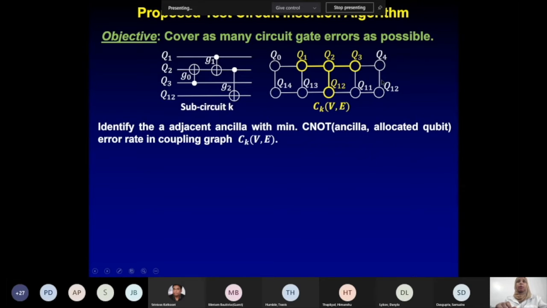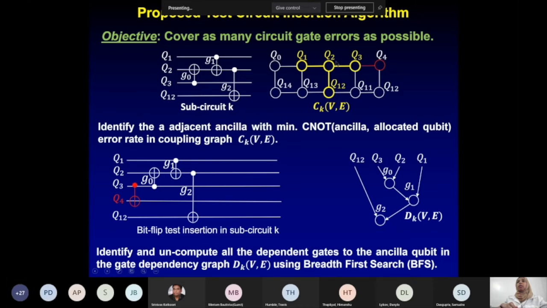And so the first step will be to take the circuit and divide it into regions and then test each region. To do that, we have to first identify free ancillary qubits. So we construct a coupling graph for this subcircuit, and then look into all these adjacent free ancillary qubits. We simply select the ancillary qubit that requires a gate with the minimum error rate to be entangled with your allocated physical qubits of the circuit. And so in this example, we consider that qubit as Q4.